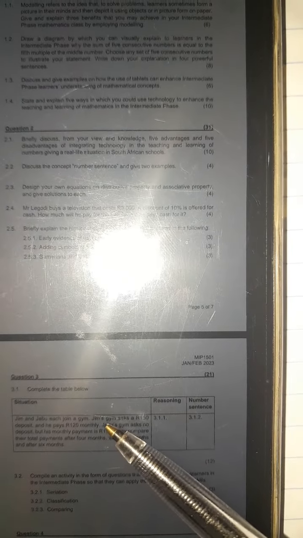Jim and Jabu each join a gym. Jim's gym asks for a 150 deposit, and he pays 120 monthly. Jabu's gym asks for no deposit, which is zero deposit, but the monthly payment he's supposed to pay is 150.